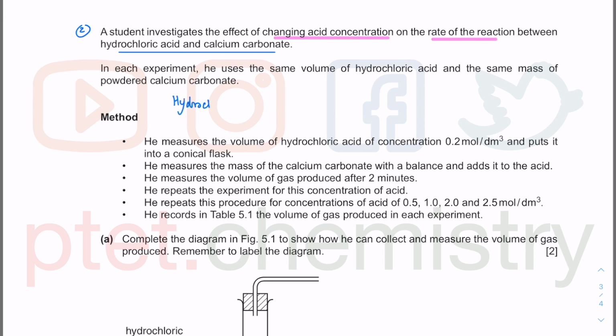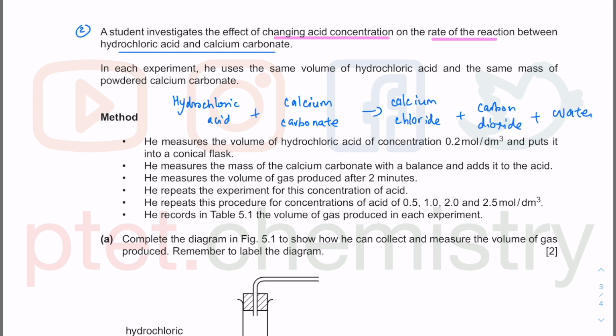Based on our previous work, you should know how to write word equations. Word equation means just use words. Metal carbonate plus acid will give you metal salt. So what you get is calcium chloride, that is your metal salt. And then you also get carbon dioxide gas, and that is presumably what you're collecting here. You also get water.